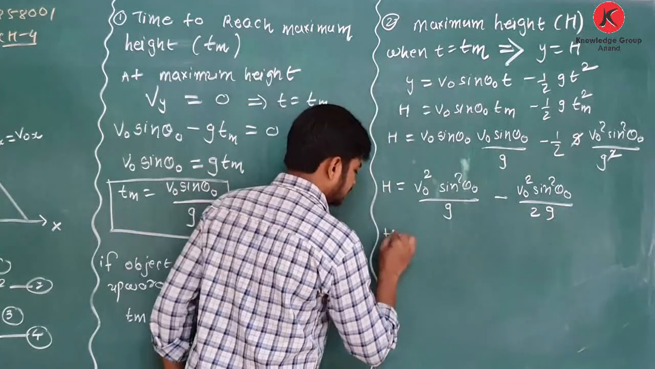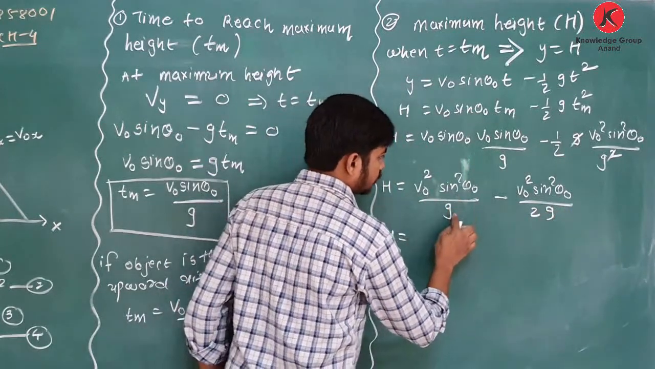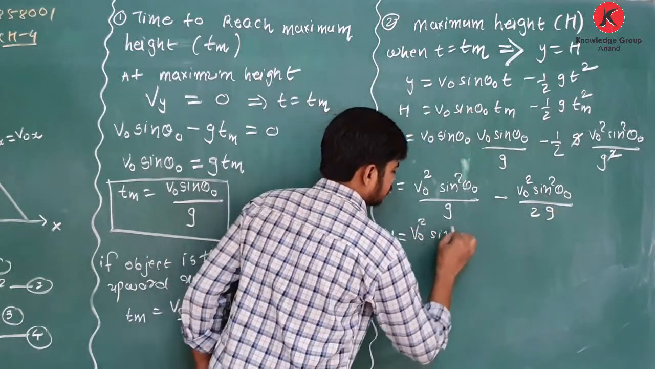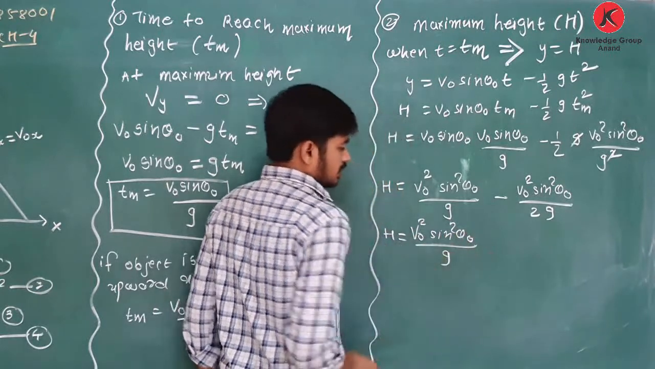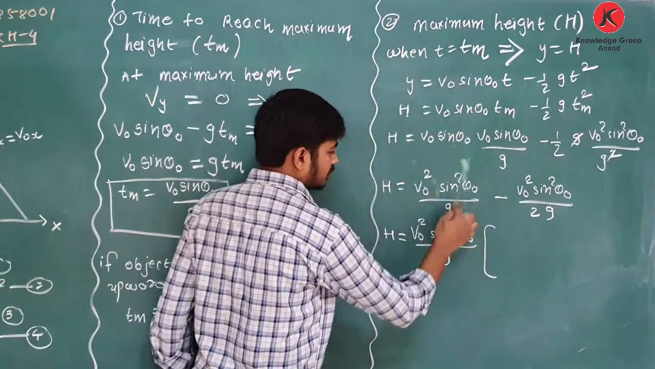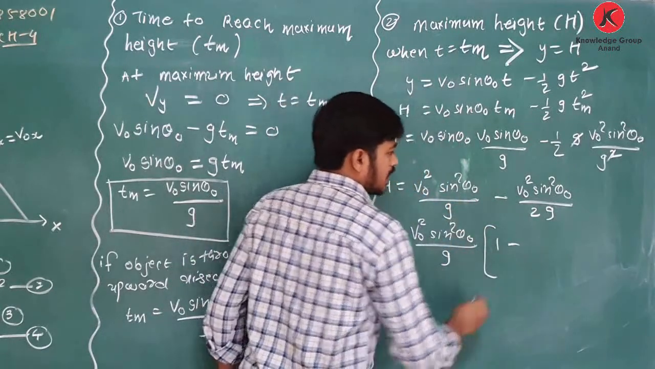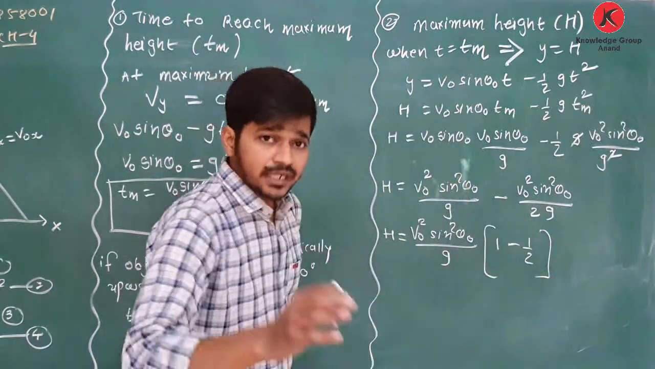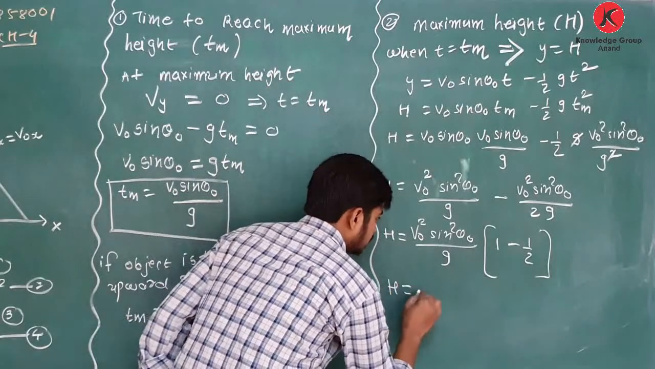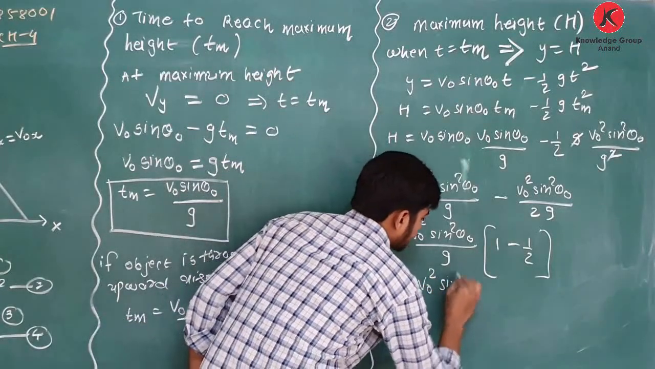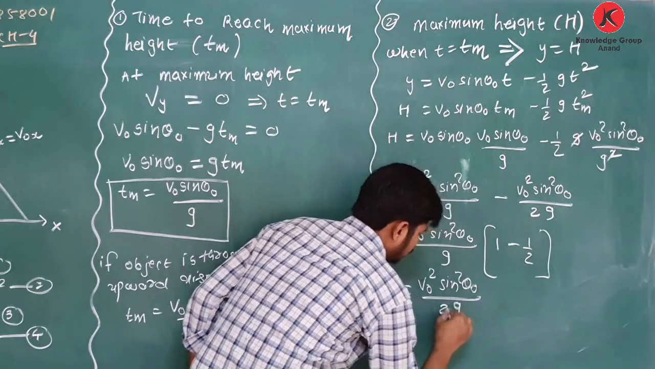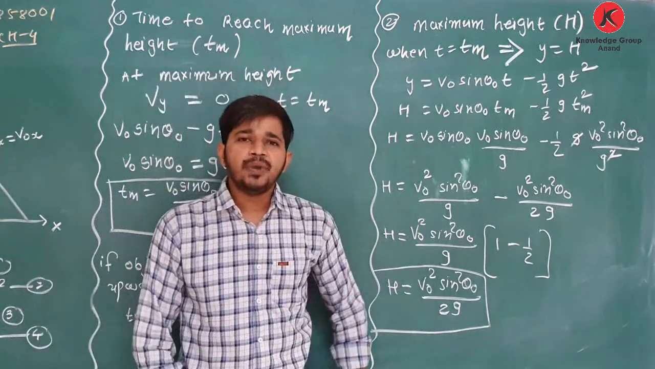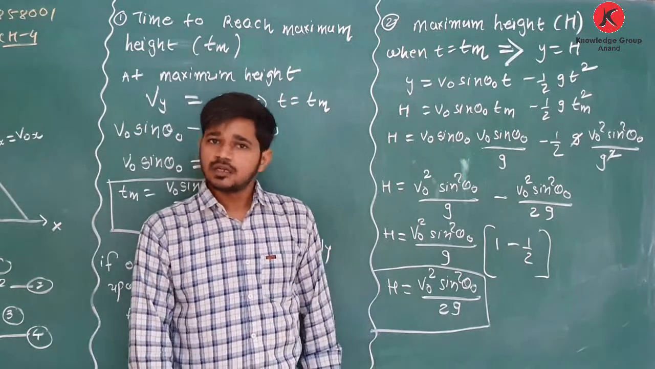Now see how to simplify this. H is equal to V0 square sin square theta0 upon g minus V0 square sin square theta0 upon 2g. Taking the common term in brackets, V0 square sin square theta0 upon g, the whole term is common, so it is 1 minus 1 by 2, which is 1 by 2. Then what is the equation of maximum height? V0 square sin square theta0 upon 2g. It is the equation of maximum height. Clear about this?